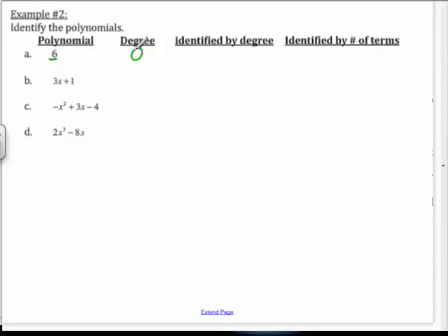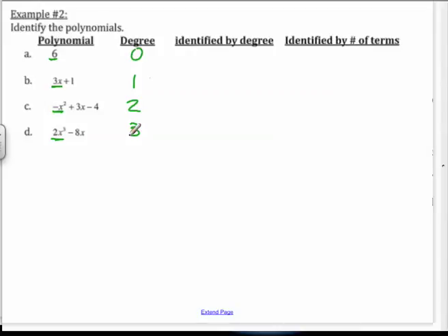All right. This one, the exponent of the variable is 1. So it's a degree 1. This one, the highest exponent of the variable is a 2. So this is degree 2. And then the last one here, D, the highest exponent of a variable is 3. So it's degree 3. Okay? Now that just went in order.